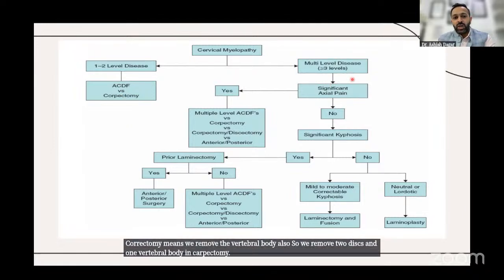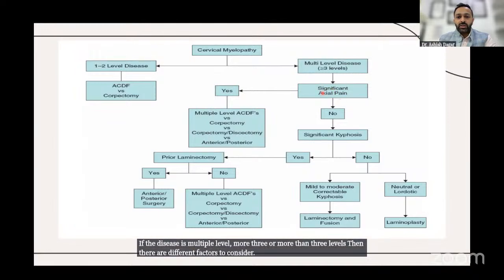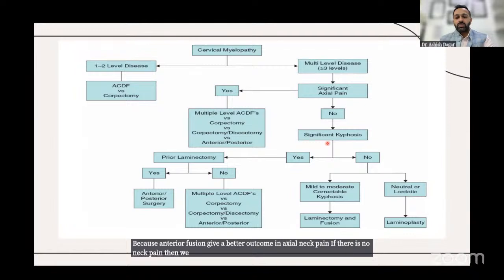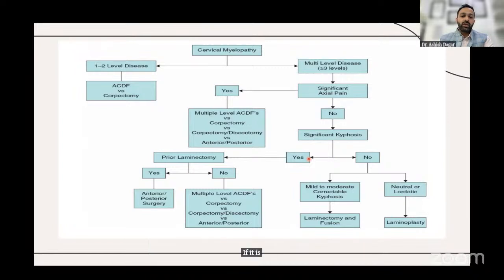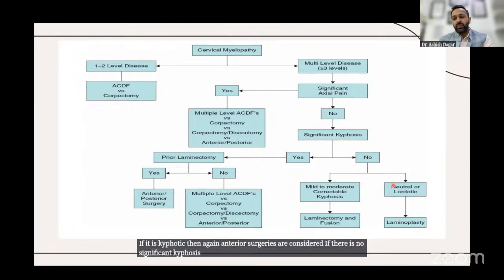If the disease is multiple level, three or more levels, then there are different factors to consider. If the patient has significant axial neck pain, then anterior surgeries are preferred because anterior fusion gives a better outcome in axial neck pain. If there is no neck pain, then we need to consider whether the spine is lordotic or kyphotic. If it is kyphotic, then again anterior surgeries are considered. If there is no significant kyphosis, then we again see whether the patient has a neutral or lordotic neck.